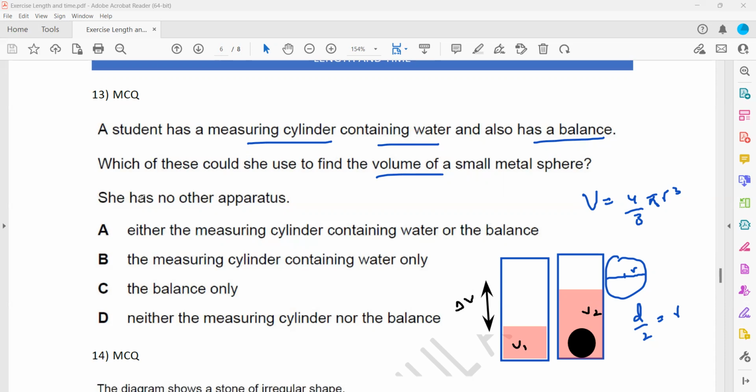So she has no other apparatus, either a measuring cylinder containing water or a balance. A balance is wrong, because a balance is for the mass of an object, not volume. A measuring cylinder containing water only, she can use that. She can fill the measuring cylinder with water, measure its volume, add an object, and how much the volume changes is the volume of the object. A balance only finds the mass, and neither measuring cylinder nor balance is totally wrong. So B is the right answer.